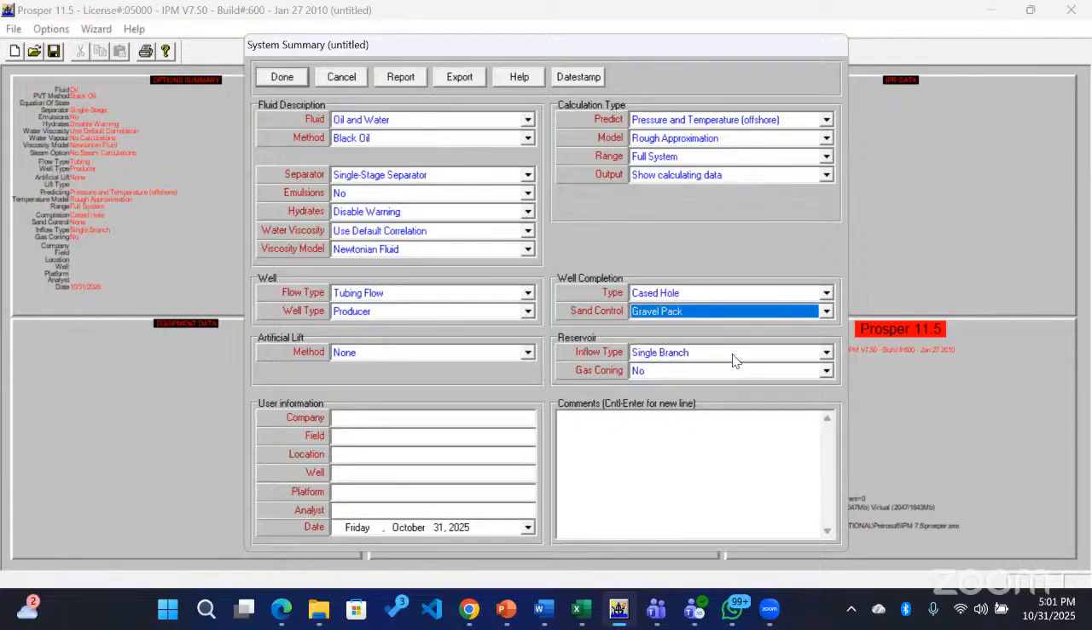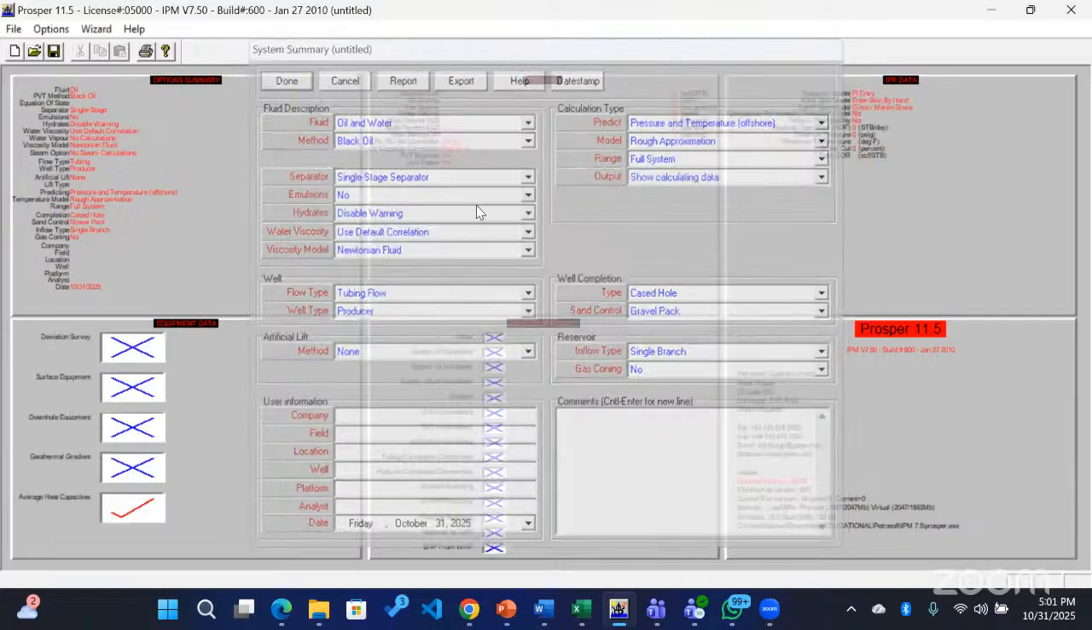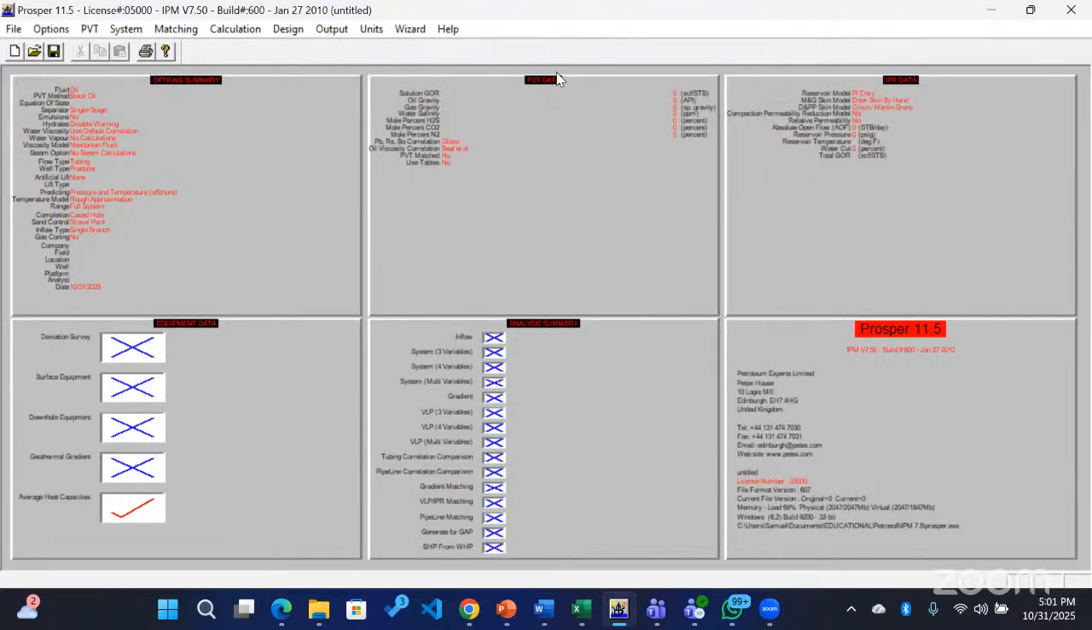The inflow type is single branch, then gas coning. We assume no gas coning. Then the user information: you can input the name of the company, field, location, well, platform, and the likes. Having done this system summary, we click on done. Then the next thing we want to input is our PVT data.